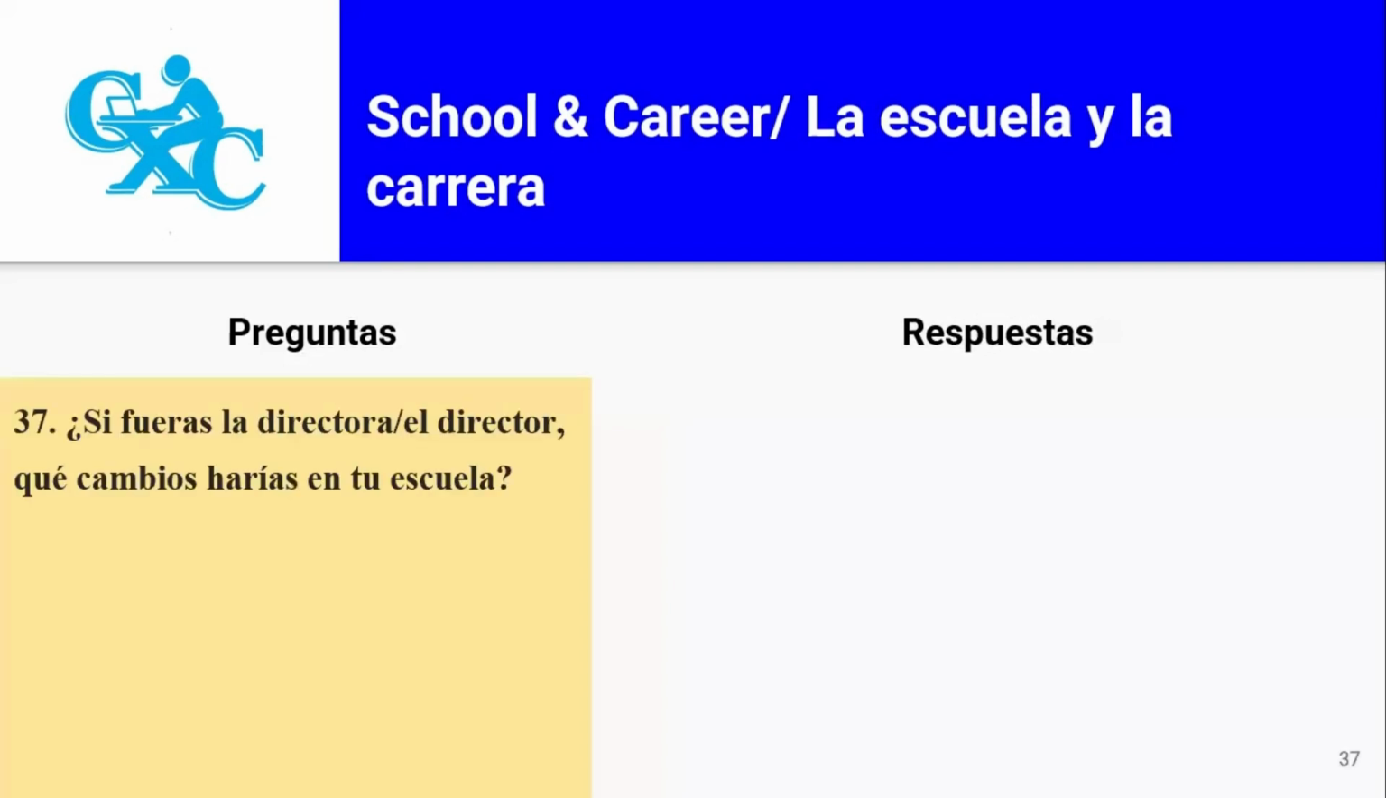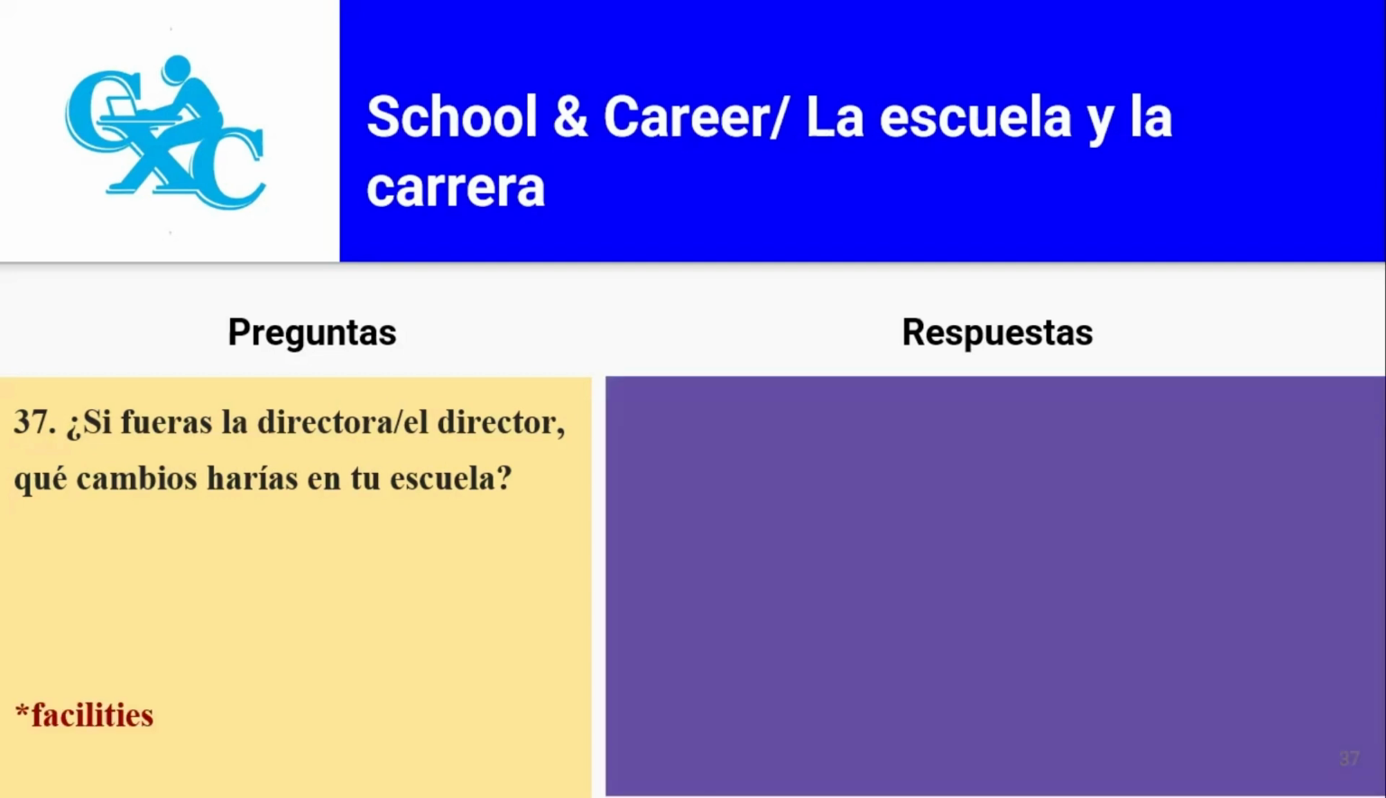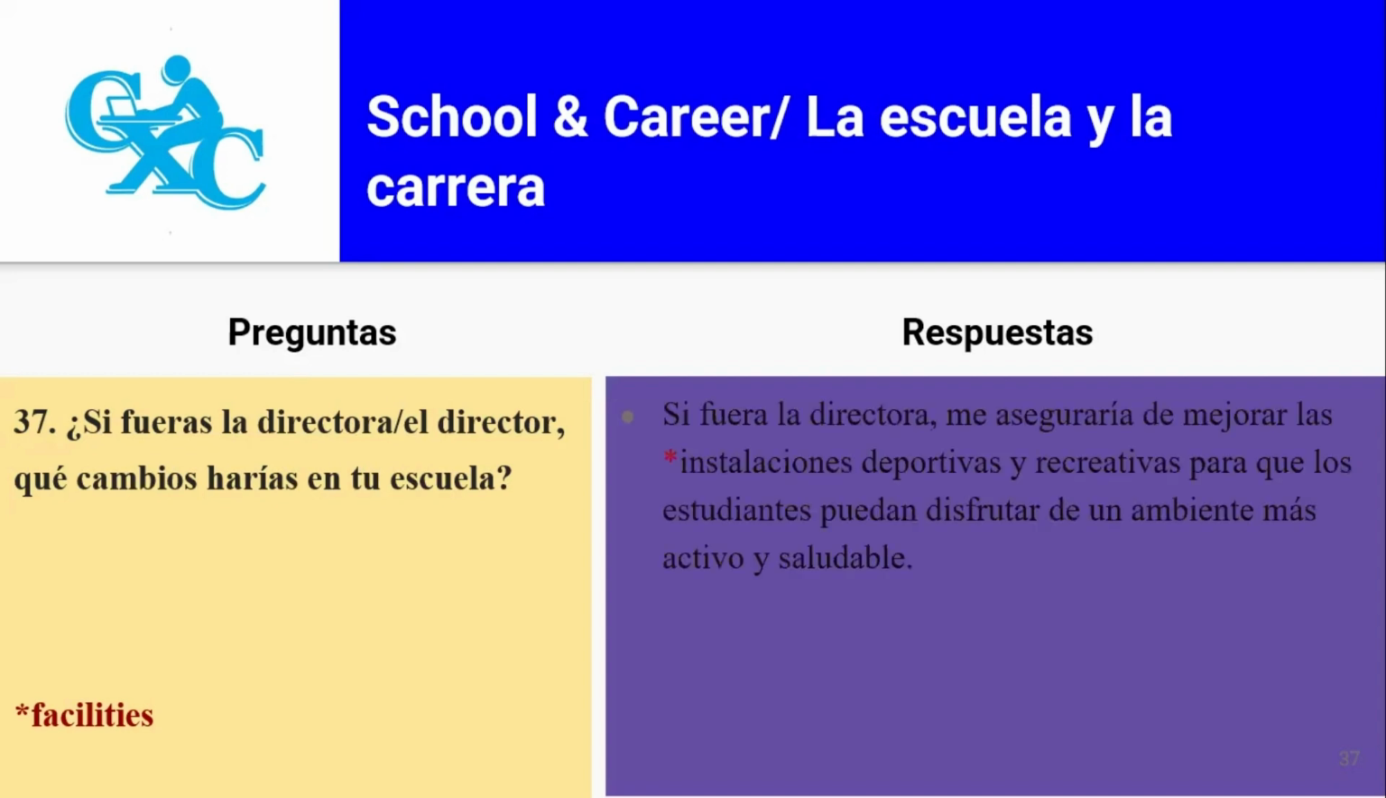A continuar. Si fueras la directora, el director, ¿qué cambios harías en tu escuela? All right. Si fuera la directora, me aseguraría de mejorar las instalaciones deportivas y recreativas para que los estudiantes puedan disfrutar de un ambiente más activo y saludable.